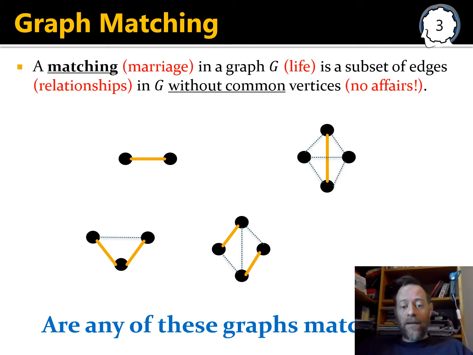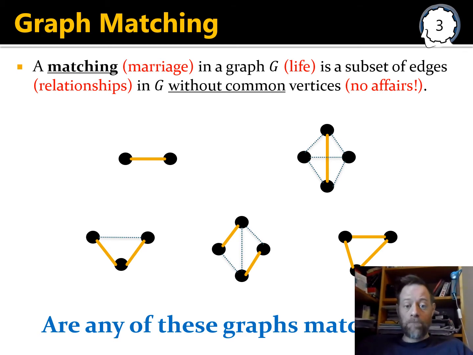Here we have a fourth example, which is a matching because we have two edges included in the matching, and there are no common vertices. And here we have an example of something that's not a matching because in this case every node is in two edges, so therefore it's not a matching. So a matching is a subset of edges so that there are no common vertices.